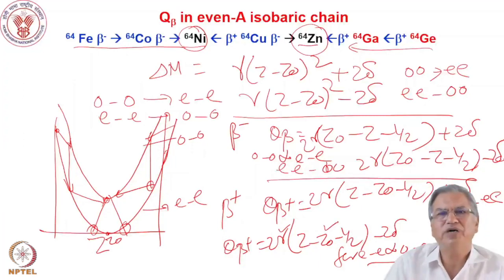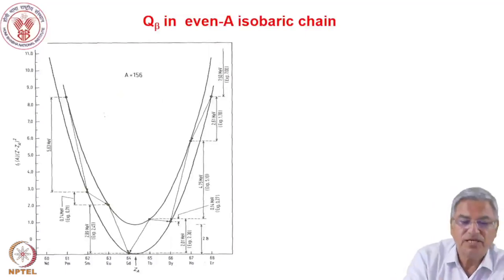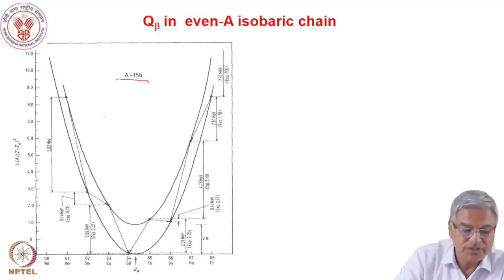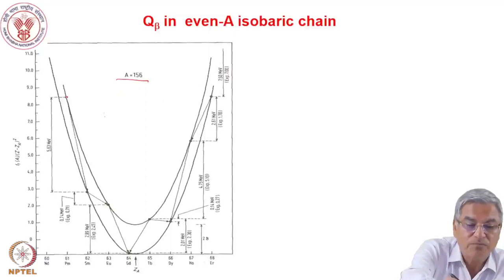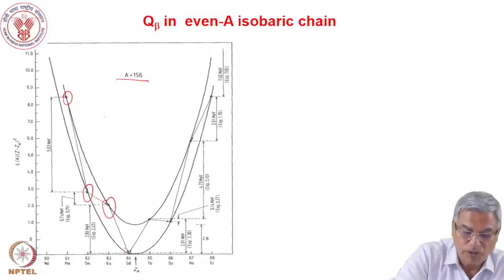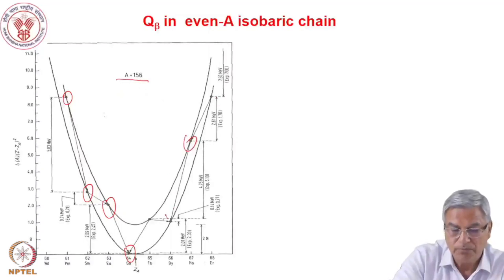And if you know the Q beta values for two decays in an isobaric chain, then you can calculate gamma and Z0, and thereby you can calculate the Q beta for any other decay in the isobaric chain. So this I have tried to show here in this graph. You can see here, this is an isobaric chain for mass number 156, and you can see here neodymium, promethium, samarium, europium, gadolinium. So you can see the two parabolas, and there is a beta decay from odd to even. So promethium to samarium, samarium to europium, europium to gadolinium. And here again you have erbium to holmium, holmium to dysprosium, and terbium to dysprosium.